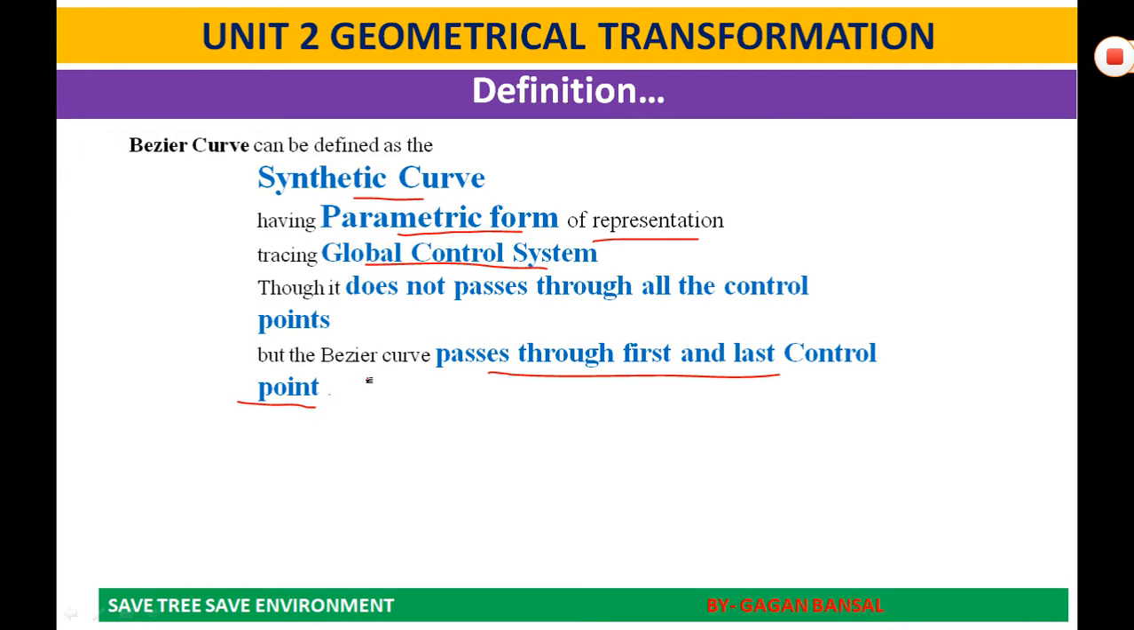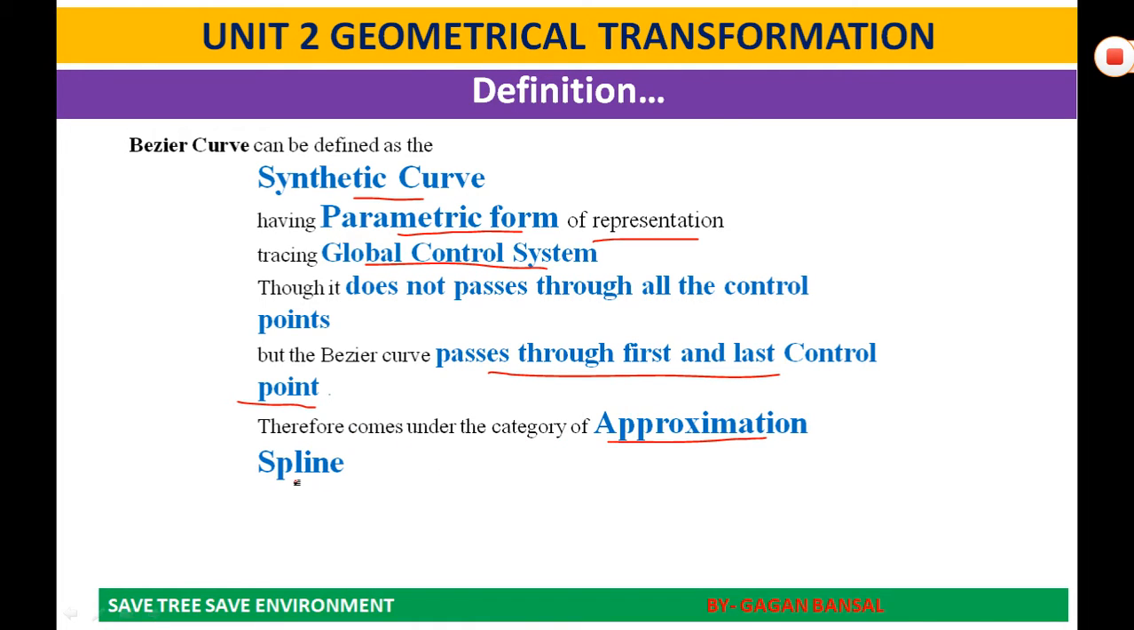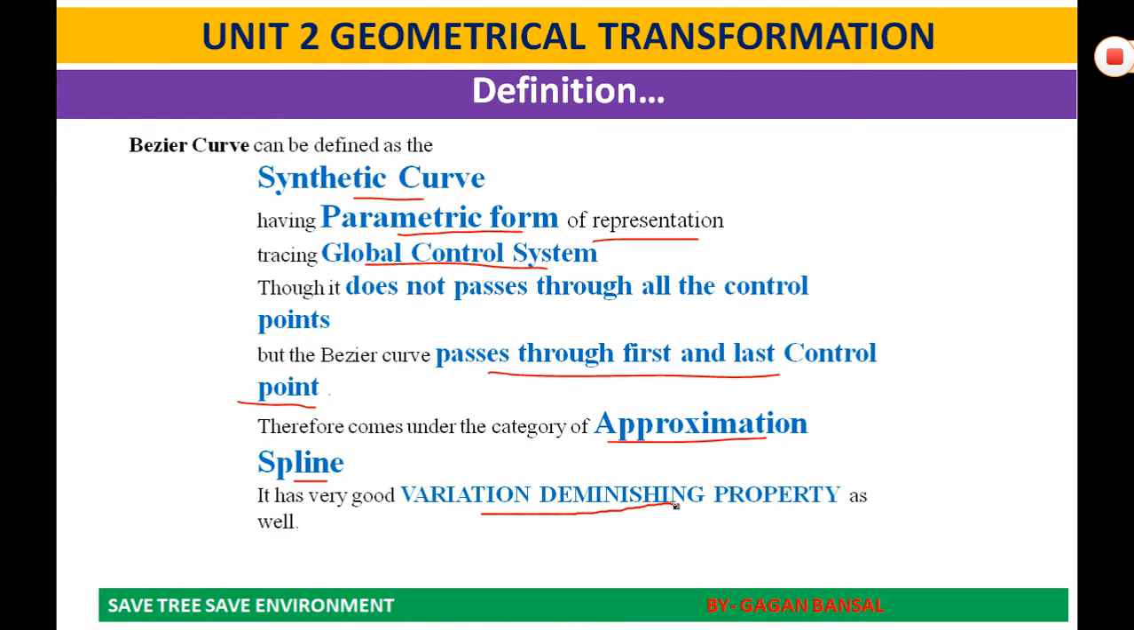Very important, Bezier curve passes through first and last control point, therefore comes under the category of approximation spline, as it does not pass through all the control points. So it is not interpolation spline, it is approximation spline, and it has a very good variation diminishing property. Variation diminishing property means that it has least versatility. So this is the definition of Bezier curve.